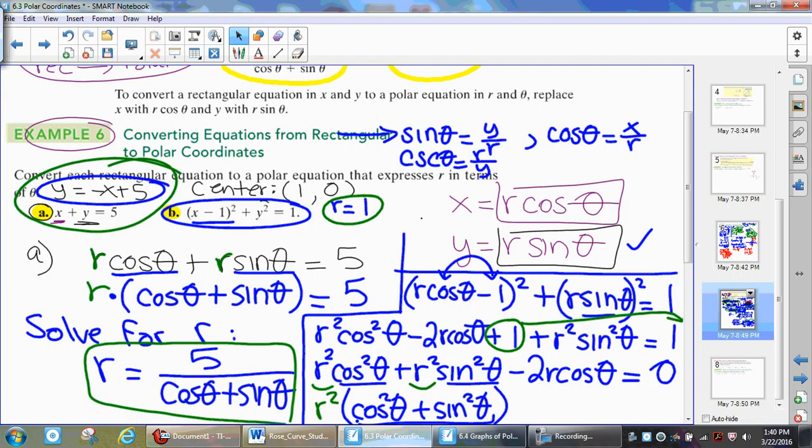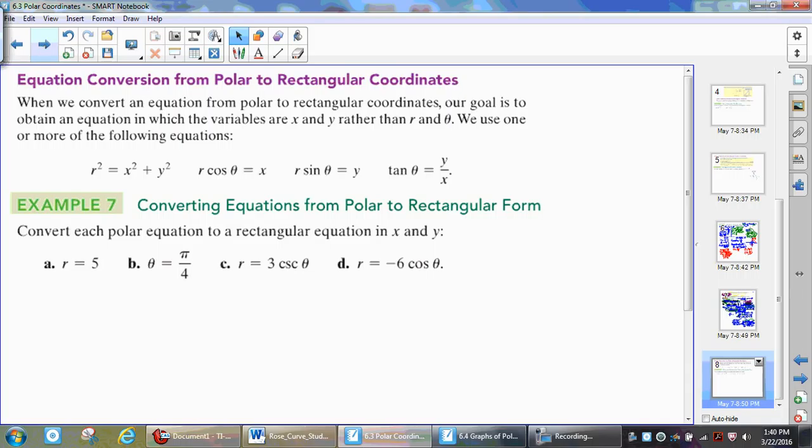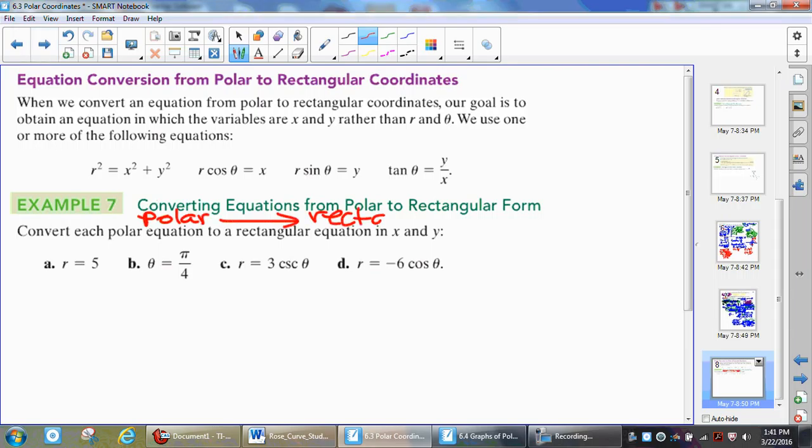And so now we're going to do the opposite. We're going to go from polar to rectangular equations. So now we're going from polar to rectangular.